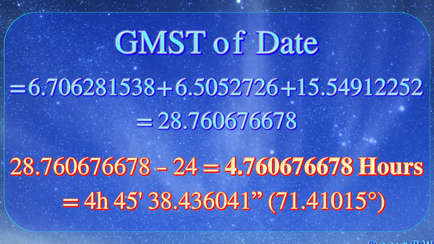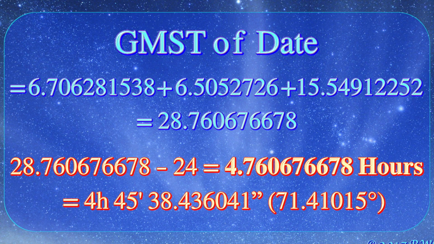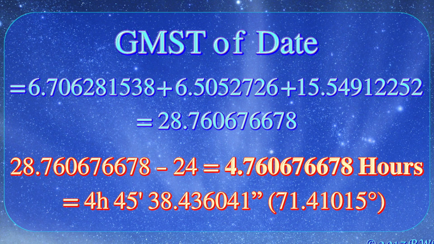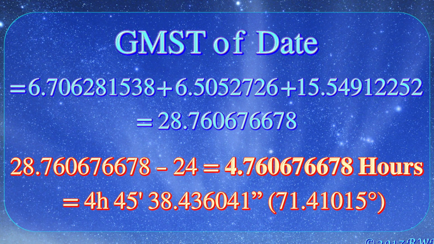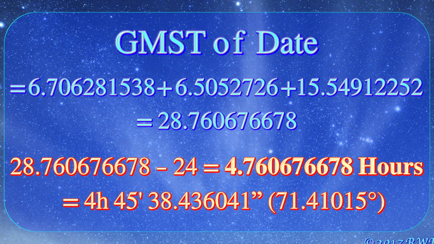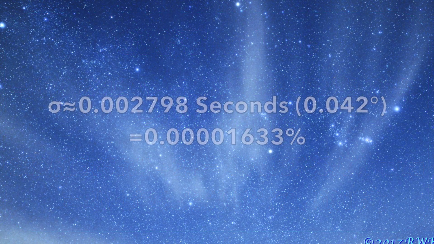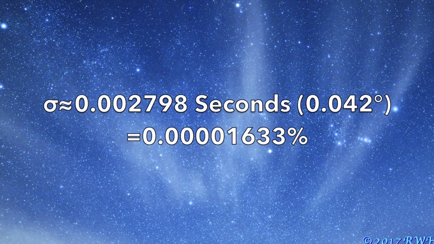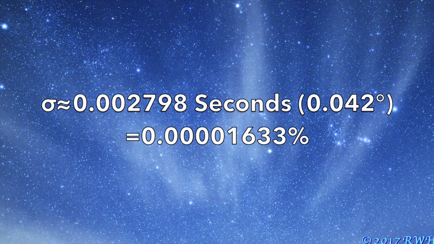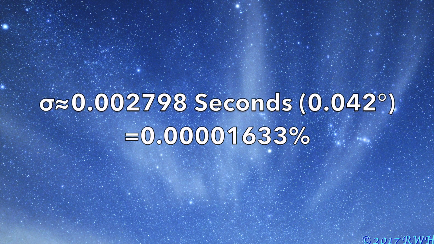After subtracting 24 from the result, we arrive at a GMST for the specified date and time of 4.7606766678 hours, which is equal to about 4 hours, 45 minutes, and 38.436 seconds, or about 71.41 degrees. The result of our example is off by approximately 0.002798 seconds, or 0.042 degrees.